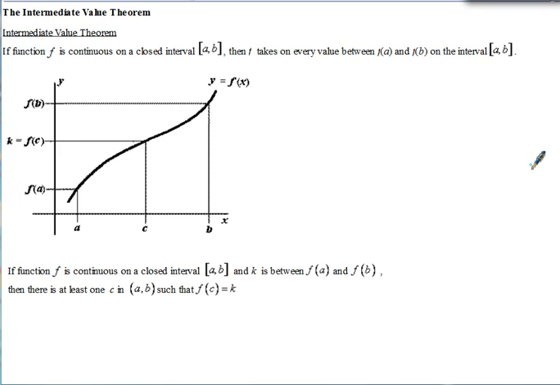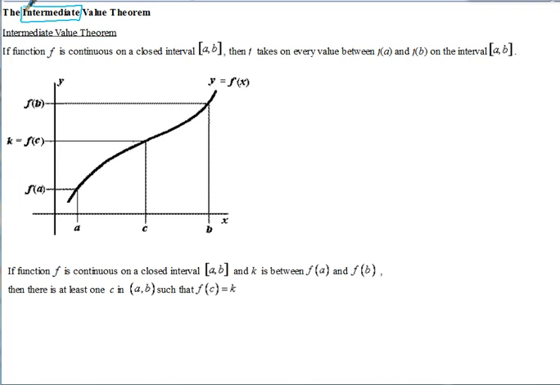These are the notes for AP Calculus on the topic of the intermediate value theorem. So, intermediate, just think about what that word means. It means in between two things. So that's what it means in this theorem as well.